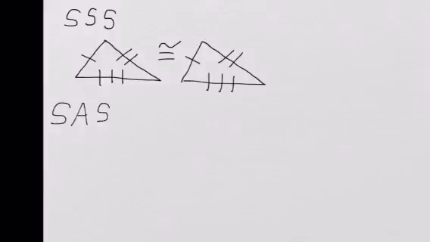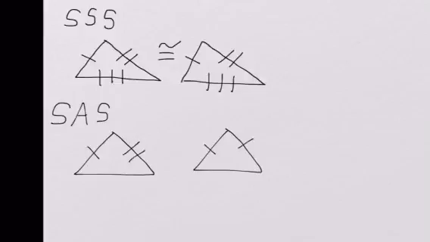We also have side, angle, side. So what that means, I'm going to draw two triangles again. Well, this time we're going to say, as I have it drawn, the left-hand side, the right-hand side, those are congruent, and we're going to say the angle between them is congruent. That is also enough to establish we have congruent triangles.